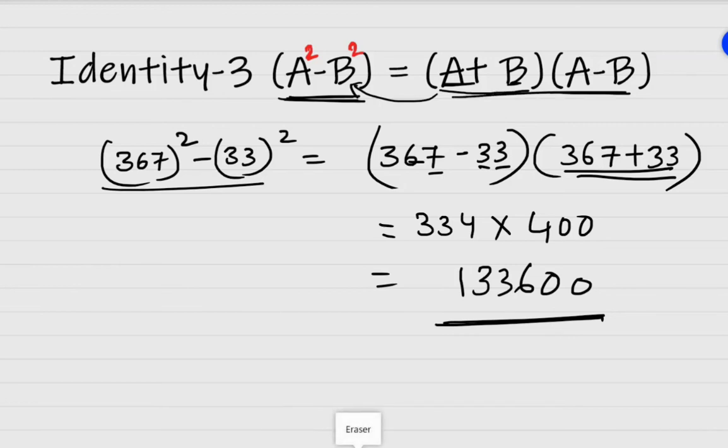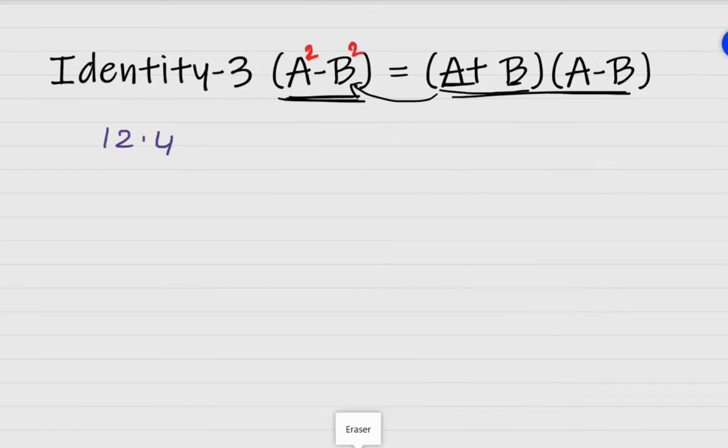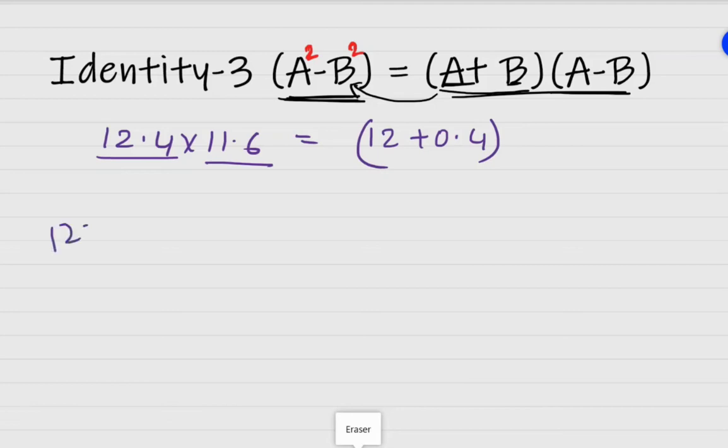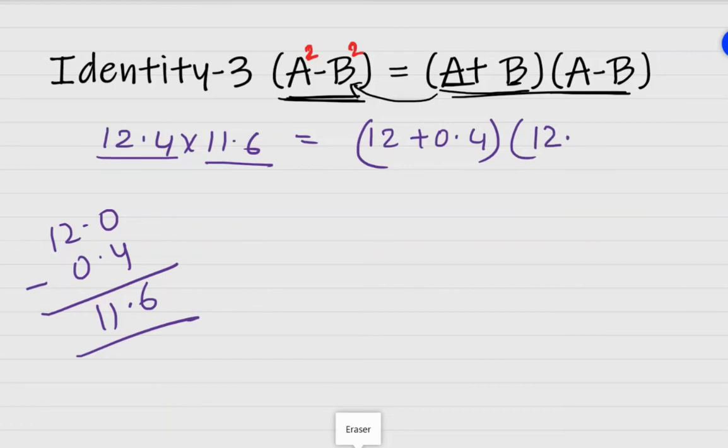Okay, now let us see one more type of question. 12.4 multiplied by 11.6. How will you do this without actually multiplying? See, you can change these numbers 12.4 and 11.6 into the form of a plus b and a minus b very easily. See, 12.4, just let us say that it is 12 plus 0.4, which is actually visible directly. Now let us see whether 12.0 minus 0.4 gives you 11.6. 10 minus 4 is 6 and 11.6 you are getting. So you can write 12 minus 0.4, that will give you 11.6.